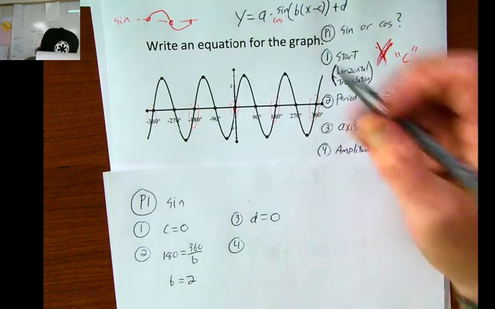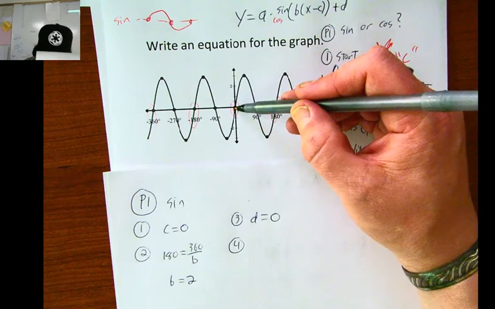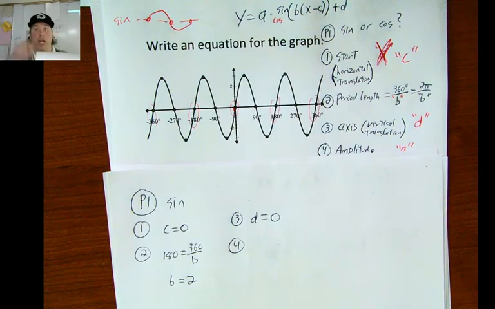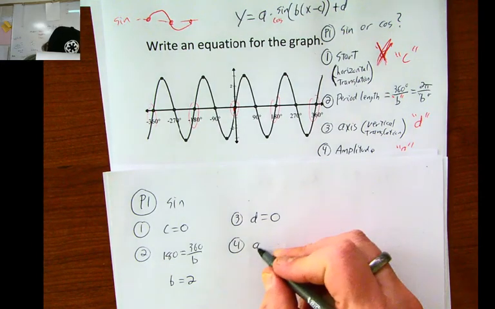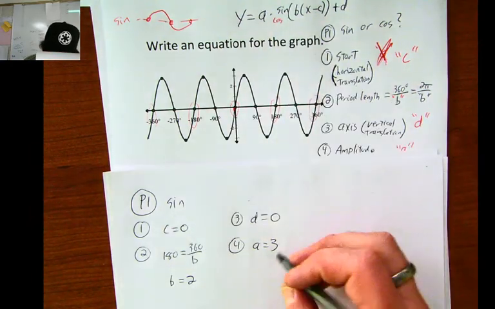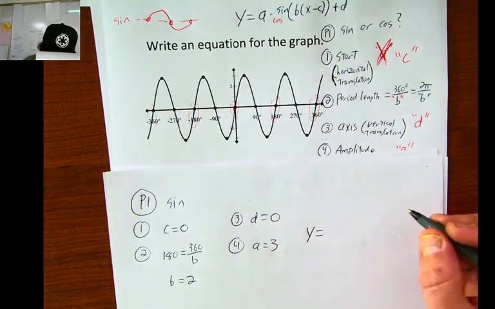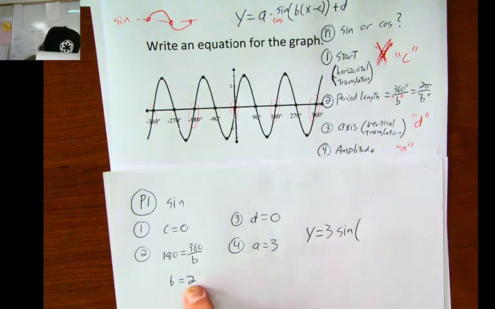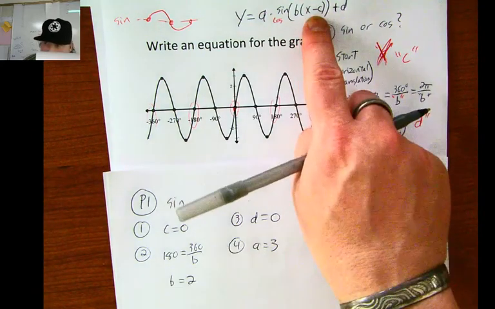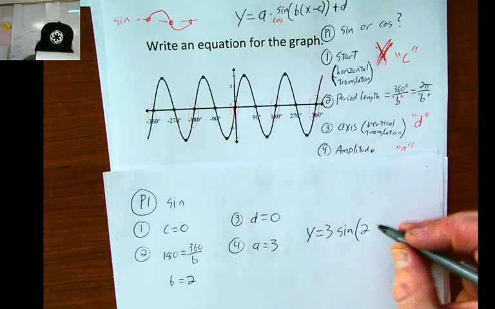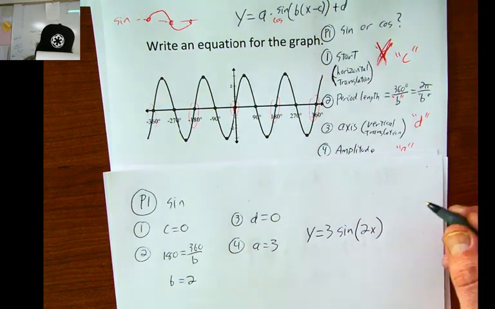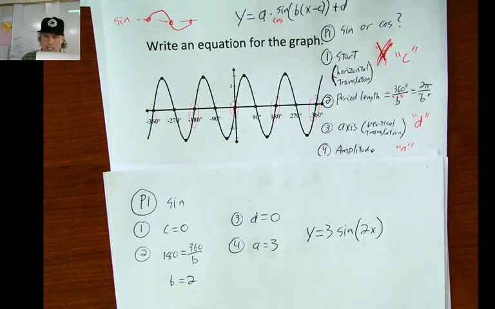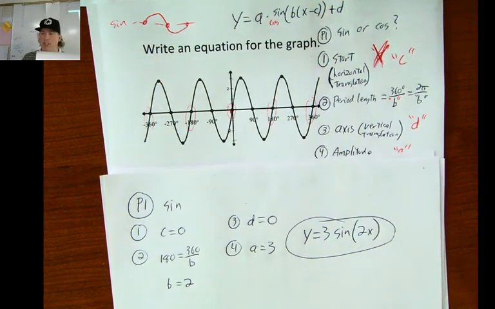Then step 4, amplitude: how far up did it go from 0? It went up to +3, down to -3. That means that the amplitude is 3. Amplitude's always positive. So A is equal to 3. And I chose sine, so my final answer is y equals 3 sine. Here comes the B part, so 2. The C is 0, so it's x minus 0, so I'm just going to write x. And then plus the vertical translation, there was none, so this is it. And that's because I chose a sine graph.